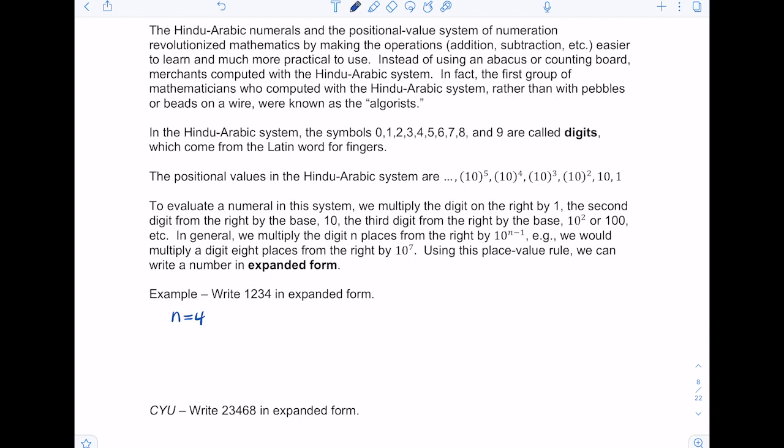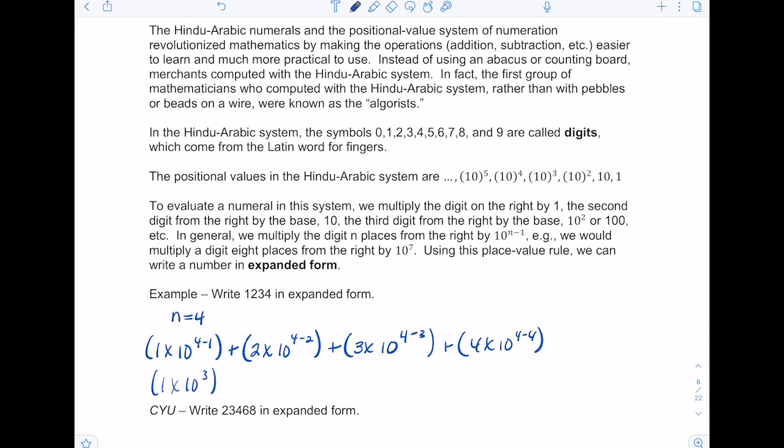So that means that I'm going to take this 1 and multiply it by 10 to the 4 minus 1. And then I'm going to take the second place, which is 2, and multiply it by 10 to the 4 minus 2, and so on. 10 to the 4 minus 3 times 3, and then 4 times 10 to the 4 minus 4. So we know that this is really just 1 times 10 to the third plus 2 times 10 squared plus 3 times 10 to the first plus 4 times 10 to the 0.